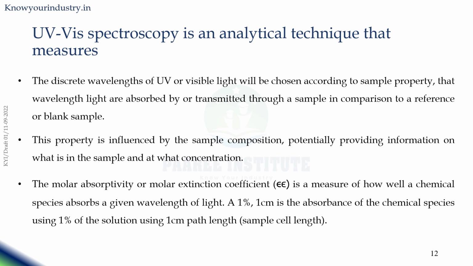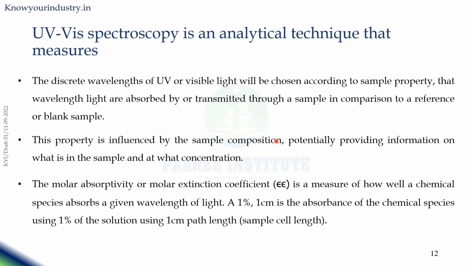What are the important factors we need to consider during method development using a UV visible spectrophotometer? So generally the wavelengths or the discrete wavelengths of UV or visible light will be chosen based on the sample property. The sample property is influenced by the sample composition, which will give you potential information on what is in the sample and what concentration you can expect. So these are the two things which we have to understand before developing a method using the UV visible spectrophotometer.